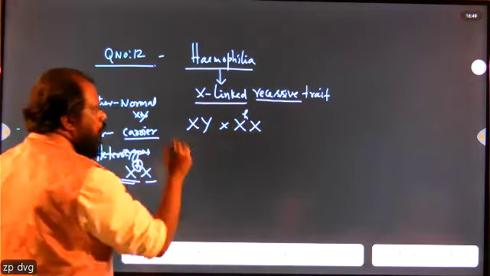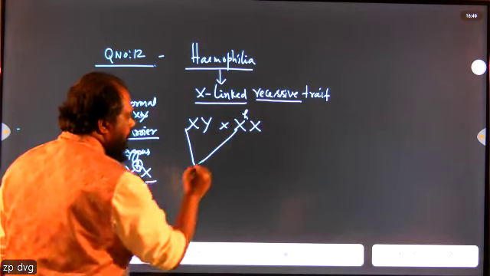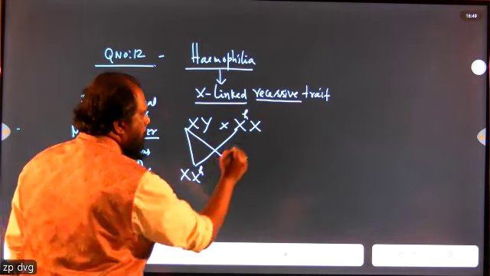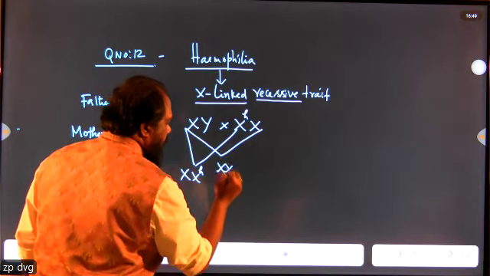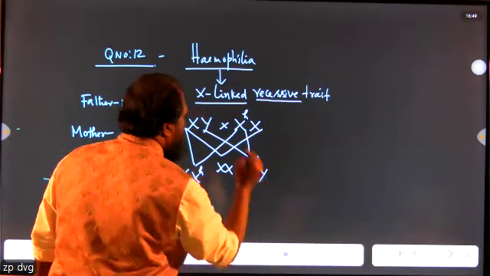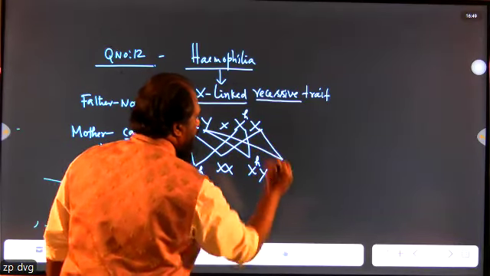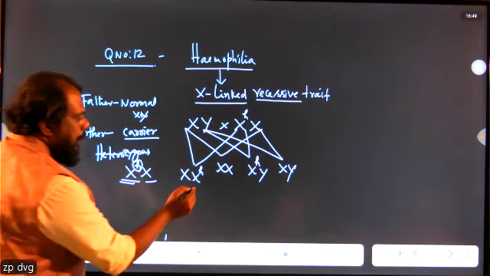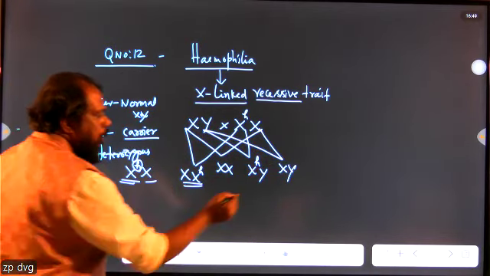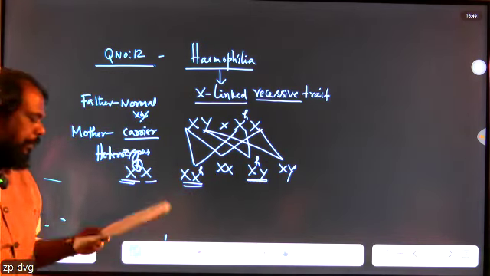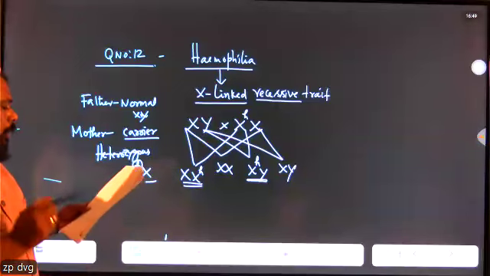Now when you do the cross, X, XH, X, X, XHY, XY. Understood now? It means they have a carrier daughter and one hemophilic son. Now look at the options. What do the options say?